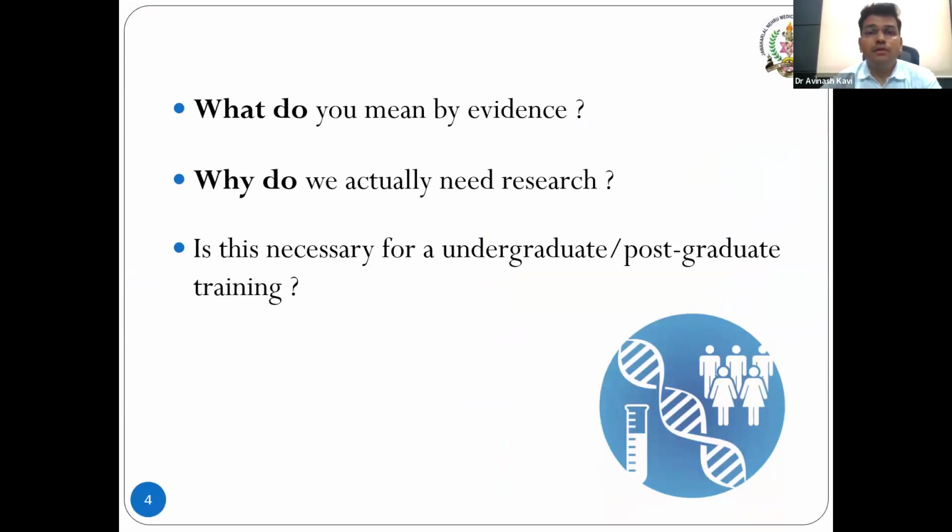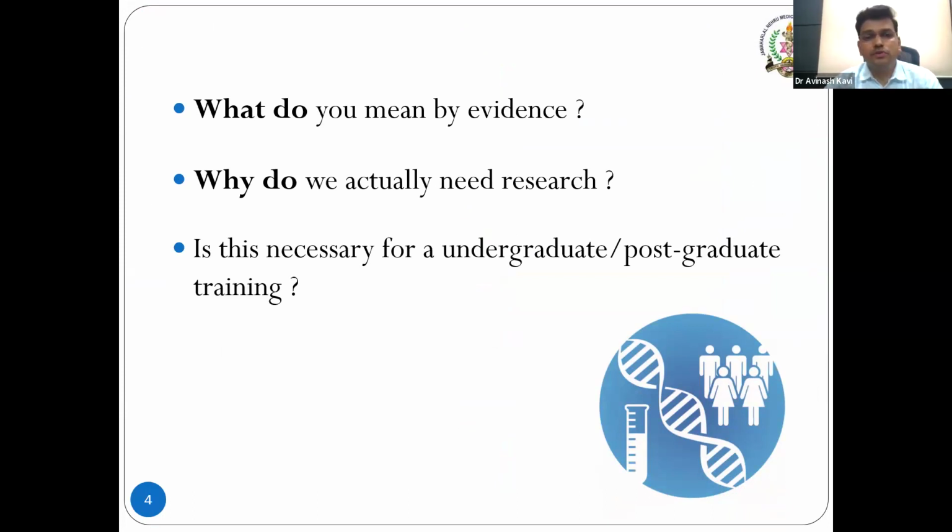Whenever we talk about research, every day and day in and day out, we are just talking about a thing called evidence-based medicine. And we all know that we are in an era of evidence-based medicine. What exactly is the meaning of an evidence?